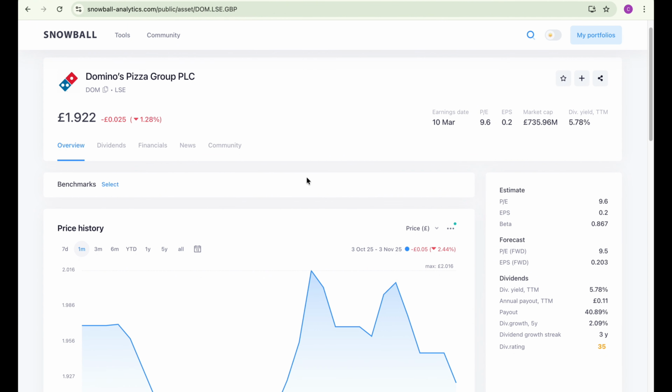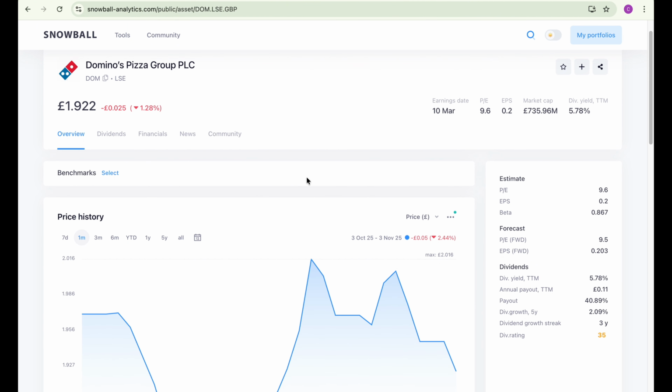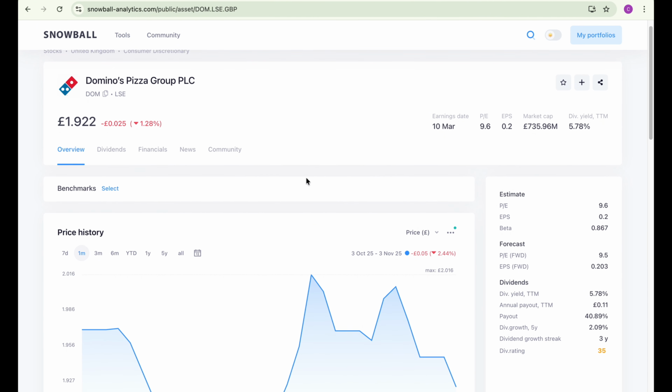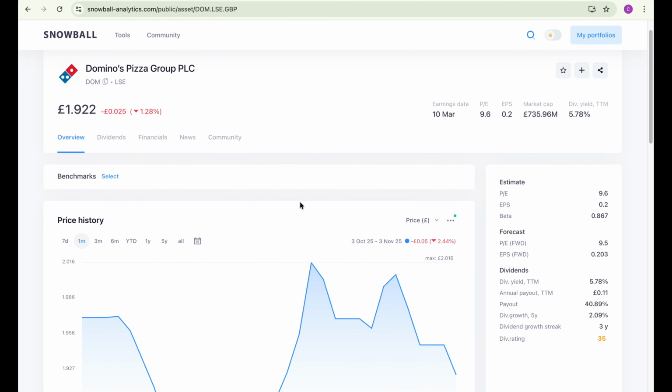The next stock I'm adding to this month is going to be my Domino's position. This one already takes up around 16% of the portfolio, which is on the higher side.